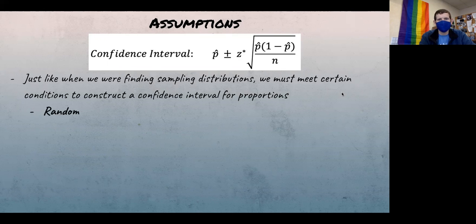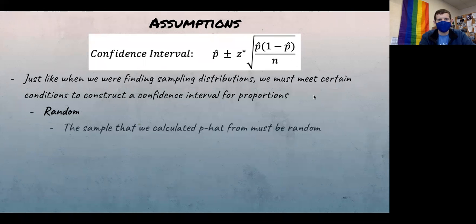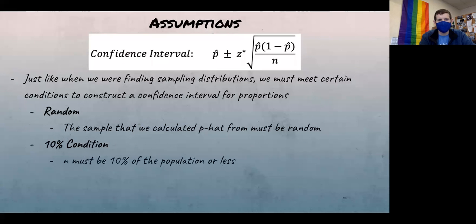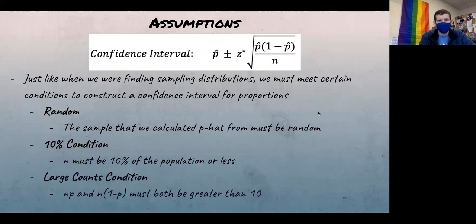The sample that we get these values from needs to be a random sample, and that's pretty straightforward. We need to meet the 10% condition: the sample size needs to be 10% or less of the population. And the large counts condition must be met, which says that the sampling distribution created from this will be approximately normal.